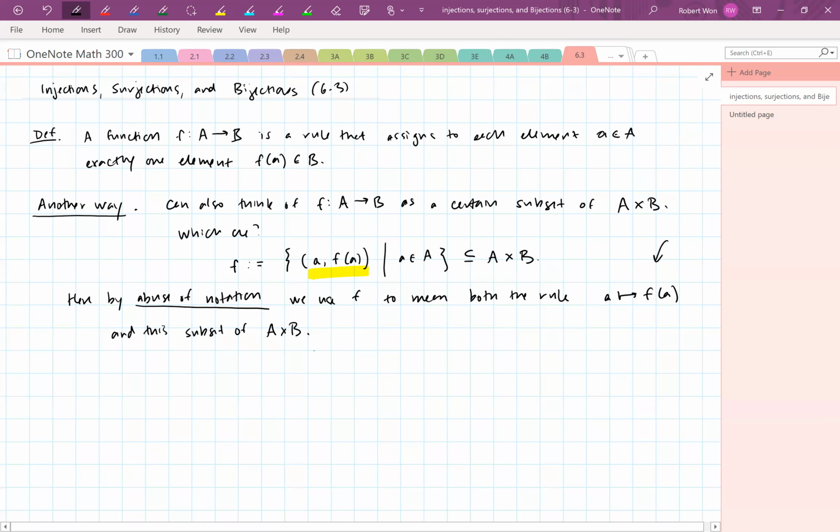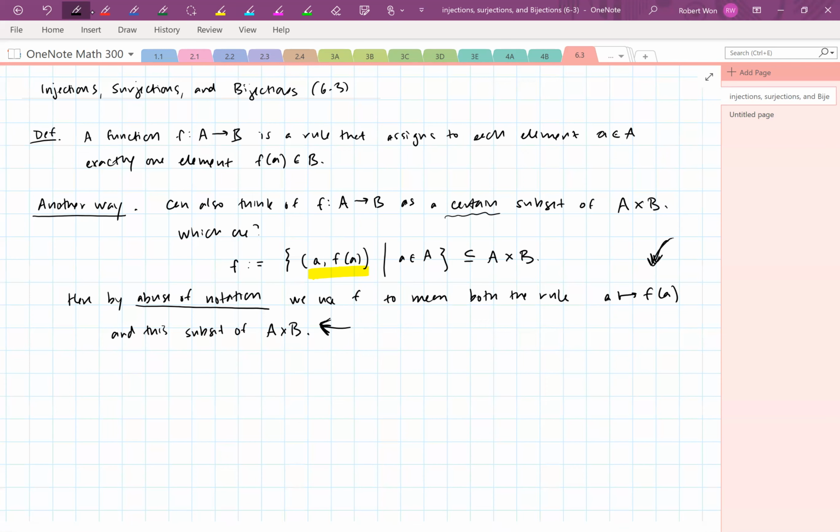Okay, those are two different things. A rule is one thing, and a subset of a Cartesian product is another thing. However, they're really equivalent concepts. It turns out that given a rule, you can get a subset of A cross B, and given a special subset of A cross B, you can get a rule. And so even though these are different things, you can translate between one and the other, so it's okay to call both of them by the same name. So I said a certain subset. Of course, in order to be a function, you need to be a certain subset.